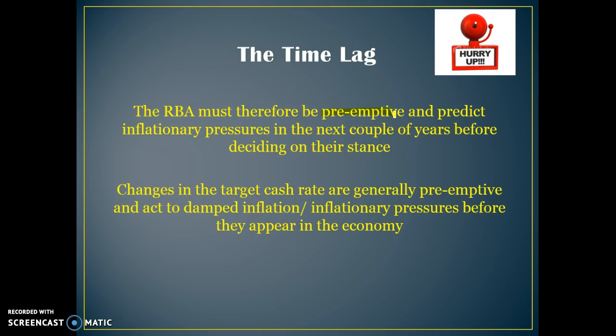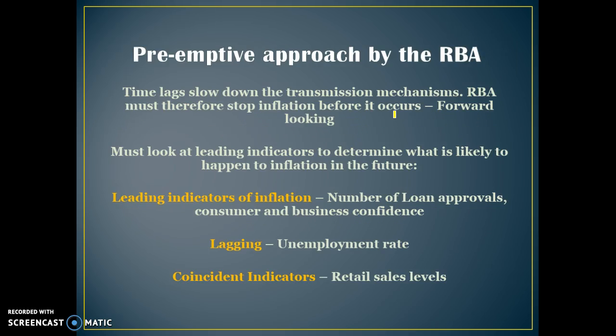So the RBA is likely to look at a whole range of indicators to determine their target cash rate and act in a very preemptive manner to ensure that they do their best to dampen inflationary pressures before they occur in the economy. So they're going to be looking at a whole range of leading indicators to try and determine the inflation in the future because they're essentially predicting with their stance what's going to happen. So because time lags slow down the transmission mechanisms, the RBA has to therefore stop inflation before it occurs and be forward-looking. They will often look to leading indicators to determine what's likely to happen to inflation in the future.